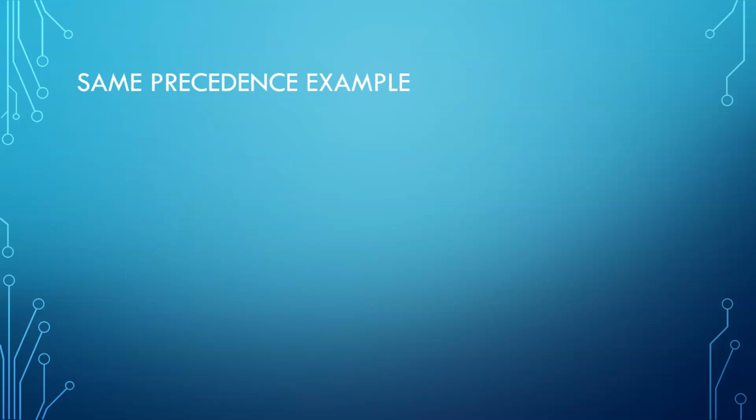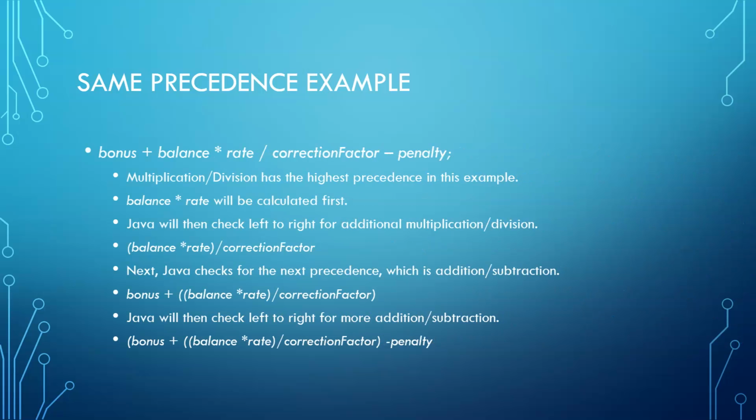So let's look at this with the same precedence example. Bonus plus balance times rate divided by correction factor minus penalty. In this example, multiplication and division have the highest precedence. Balance times rate will be calculated first because it's the leftmost expression. Java will then check left to right for additional multiplication and division. So we get balance times rate divided by correction factor, with balance times rate in parentheses.